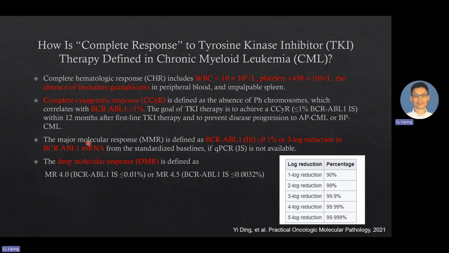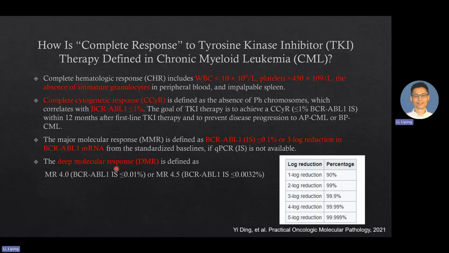Then we have a better response, that is the major molecular response. That is 3 log. I think 3 log may be easier to remember, like 0.1%, 1%, or anything like this. Log 3, you can just count like this: a reduction of 99.9%. So come back to this one, this is 0.001. There are 3 numbers after this point, so that is 3 log. Remember 3 log, that's the major molecular response.